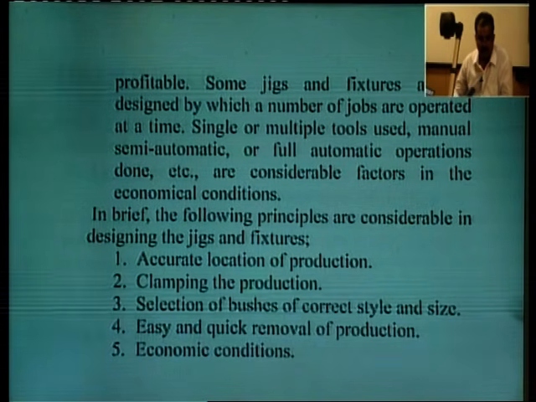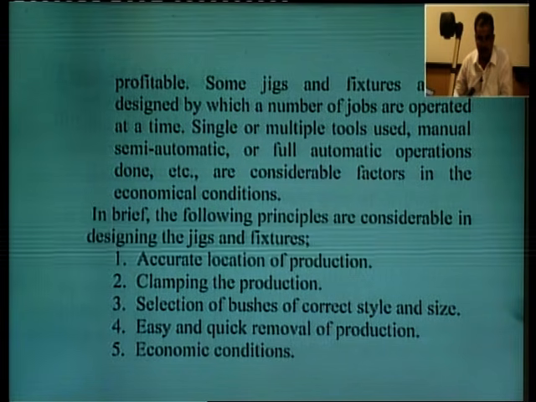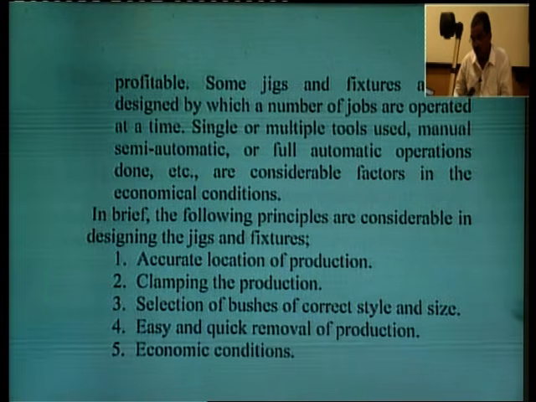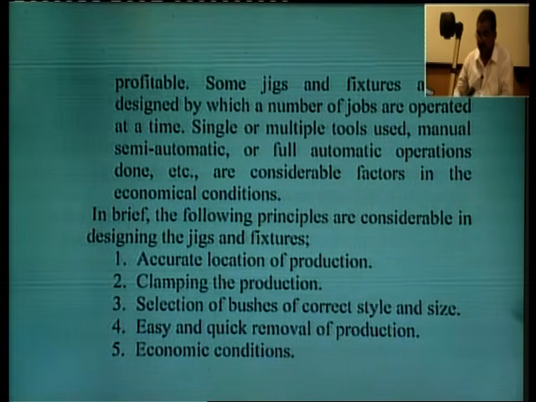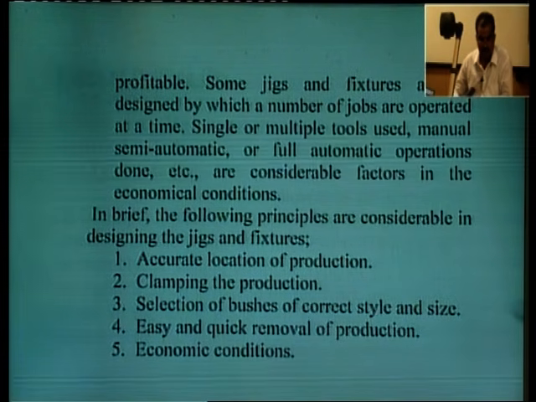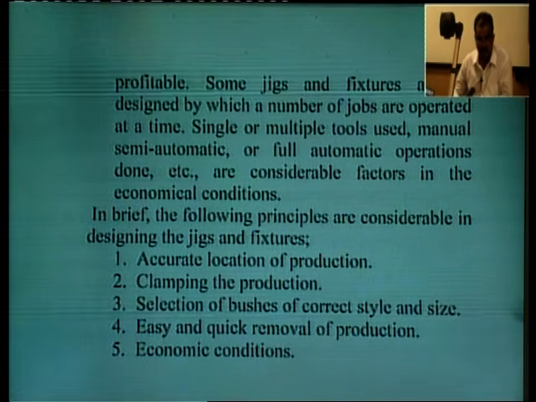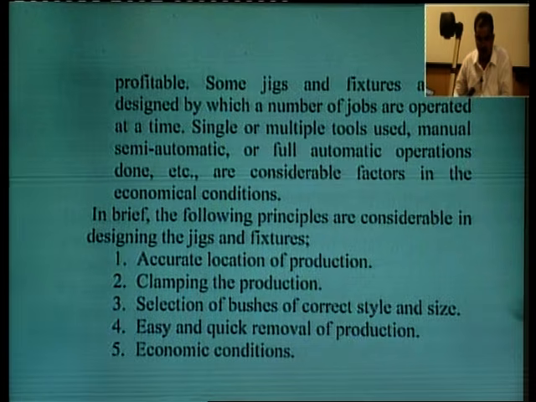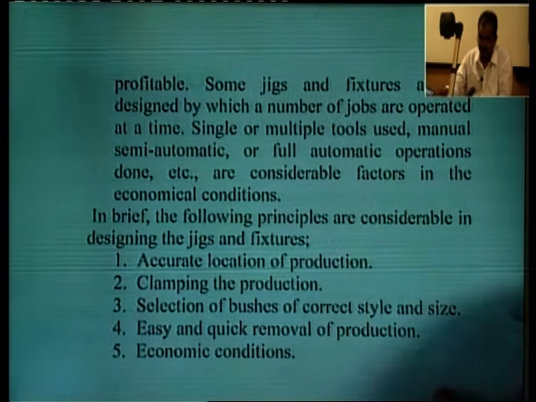In brief, the following principles are considerable in designing jigs and fixtures. The important points to be considered are: number 1, accurate location of the production; clamping the production; selection of bushes of correct style and size; easy and quick removal of the production; and economic condition.